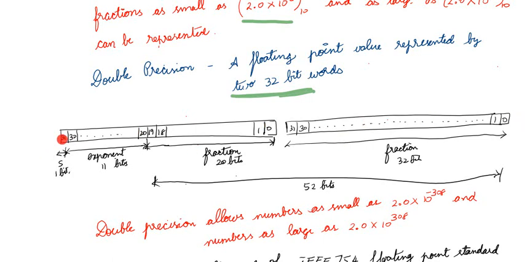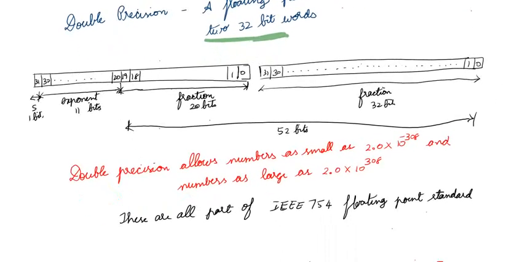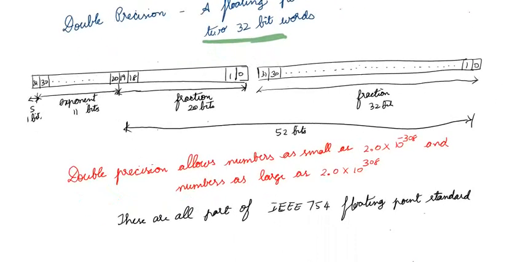The most significant bit is assigned for the sign bit, and these 11 bits, that is bits 20 to 30, are assigned for the exponent, and the bits 0 to 19, that is 20 bits, are assigned for the fraction, and this entire other word is also assigned for the fraction. So this 32 bits along with this 20 bits together, 52 bits, are assigned for the fractional part. This is the representation of double precision. Double precision means you need two 32-bit words, that is 64 bits. Obviously the advantage is more precise values, like a very small number, that is 2 times 10 to the power of minus 308.